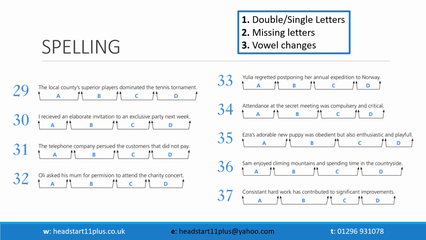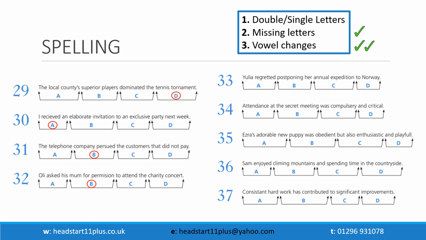Question 29 is actually the same as the one we showed you at the introduction. So we know the answer is tournament, and it has a missing letter. So first one, we've got one from our three categories. Question 30, received, is spelt incorrectly. We've got the I and the E the wrong way around. Although they haven't changed the vowel, they've moved the vowels around, so we're going to put that in our vowel change category. Next for question 31, pursued has a vowel change as well.